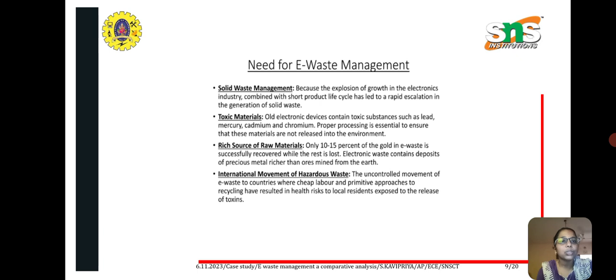Third one is a rich source of raw materials. Only 10 to 15% of gold in e-waste is successfully recovered while the rest is lost. Electronic waste contains deposits of precious metal richer than ore mines from the earth. And last one, international movement of hazardous waste. The uncontrolled movement of e-waste to countries with cheap labor and primitive approaches to recycling has resulted in health risks to local residents exposed to the release of toxins.